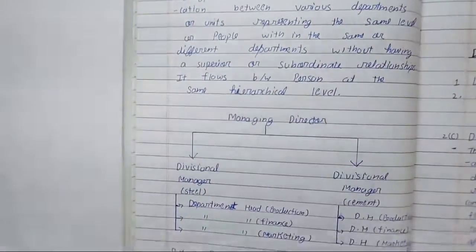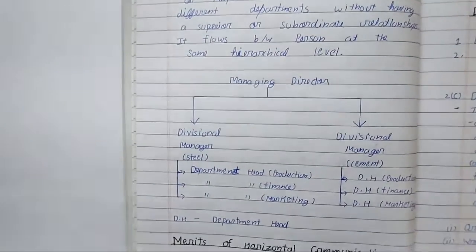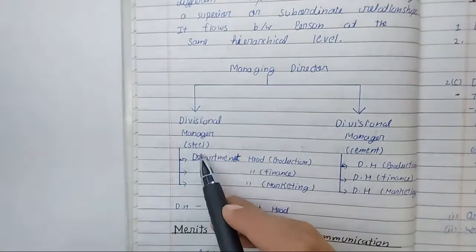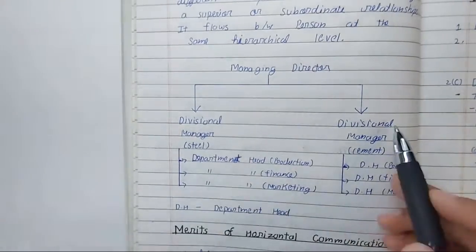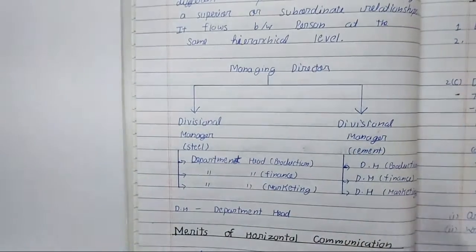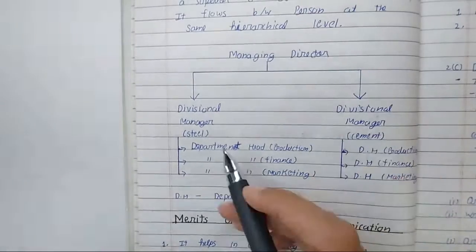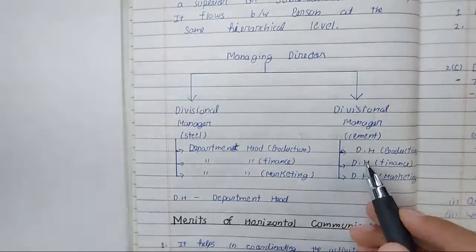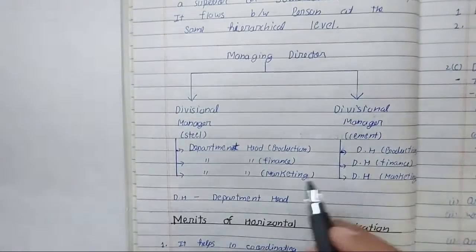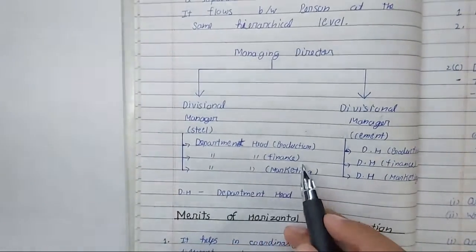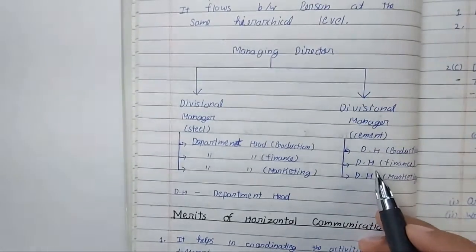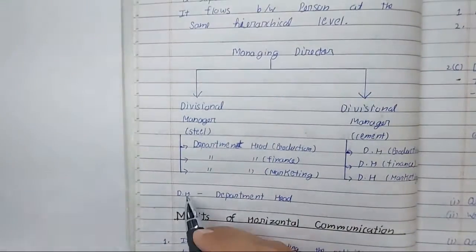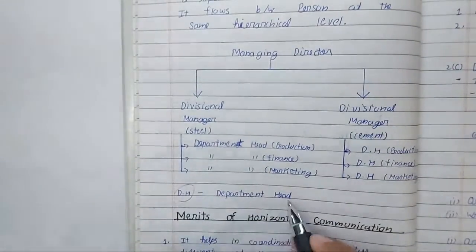Now we discuss it in a diagram. Managing director, divisional manager in steel company, divisional manager in cement company. Department head production, and same level department head in production. Department head finance, and also department head in finance in cement company. Here DH stands for department head.